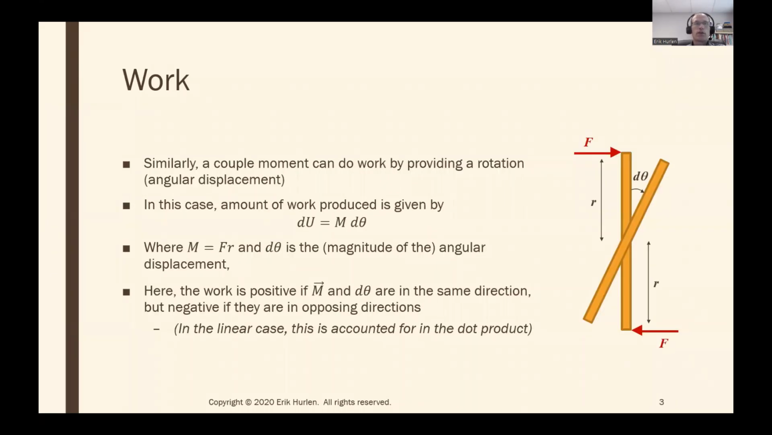Forces are not the only thing that can do work. Moments can also do work. Similar to forces, the work done by a moment is the magnitude of the moment times the displacement caused. In this case, angular displacement, d theta. Note that this must be measured in radians. If the moment and angular displacement are in the same direction, the work done is positive. Similar to the linear version, when the force and displacement are in the same direction, the work is positive.